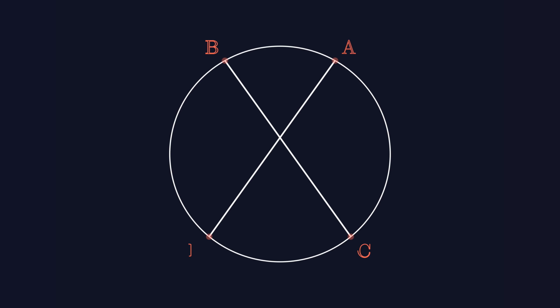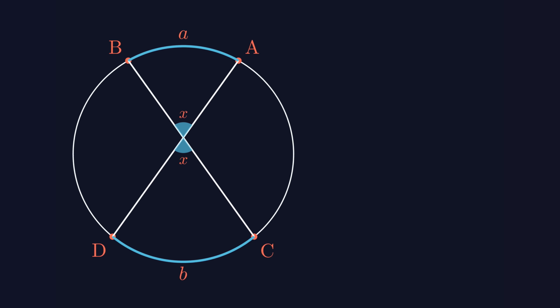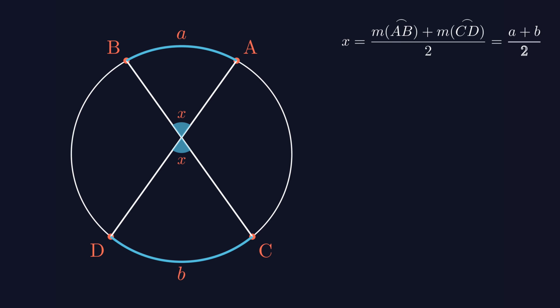Now that we've covered external angles, let's take a look at interior angles. An interior angle is formed by 2 chords that intersect inside the circle. Its measure is equal to half the sum of the measures of the arcs intercepted by the angle on both sides. So in this example, angle x is half of arc AB plus arc CD.